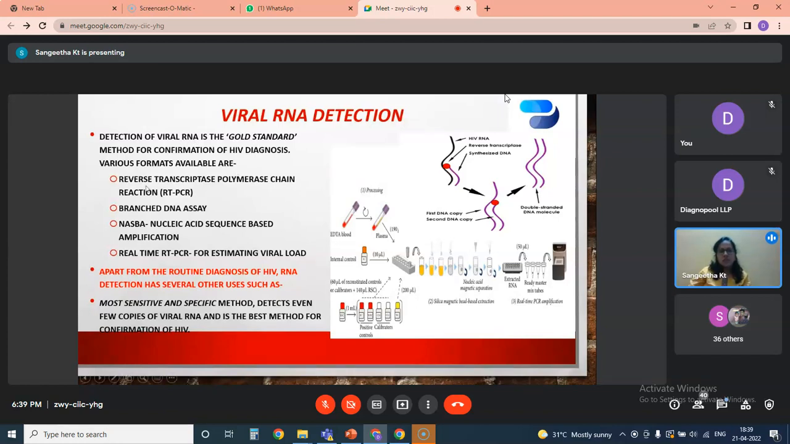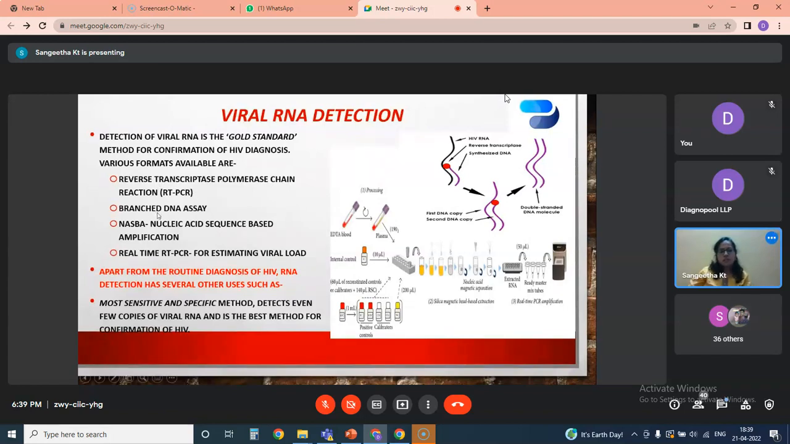confirmation of HIV diagnosis. So here we have various formats available, that is the RT-PCR. RT-PCR means reverse transcriptase polymerase chain reaction. Why is reverse transcriptase mentioned? Because HIV is an RNA virus. So the reverse transcriptase actually transcribes the RNA into DNA. Then a double-stranded DNA is formed and this DNA is amplified by the PCR. So that is why it is known as reverse transcriptase polymerase chain reaction.